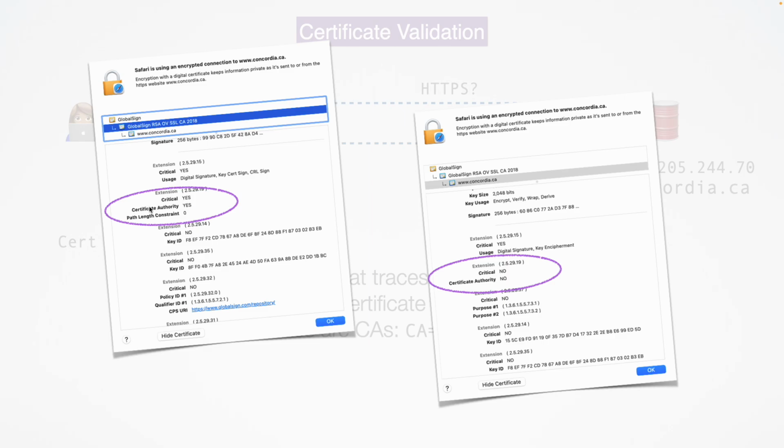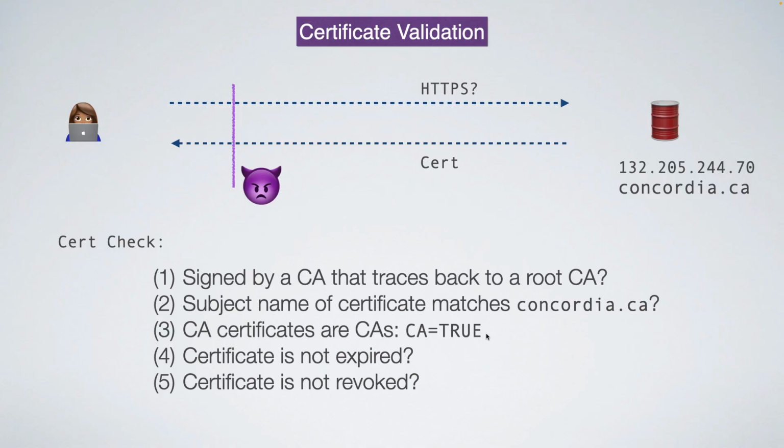It just says certificate authority, yes. So the root certificate in this chain and the intermediate certificate in this chain will both have this flag set as yes. And then the last certificate in the chain, the Concordia certificate, if you look at it, certificate authority will be marked as no. Simple thing, but it's something that you want to check.